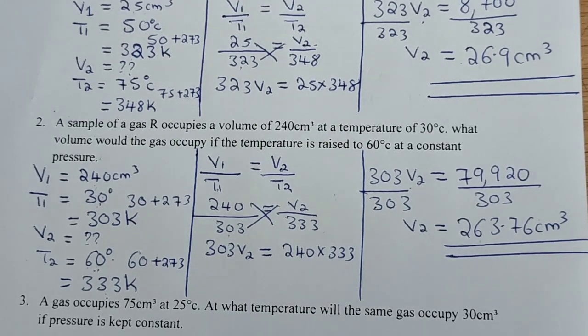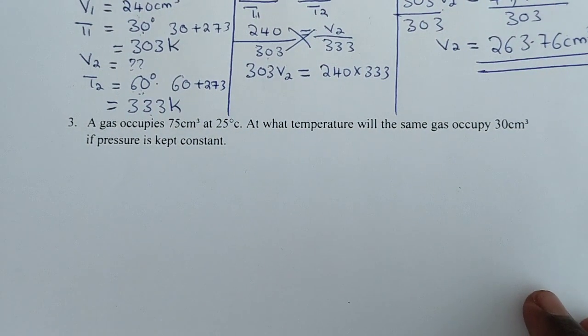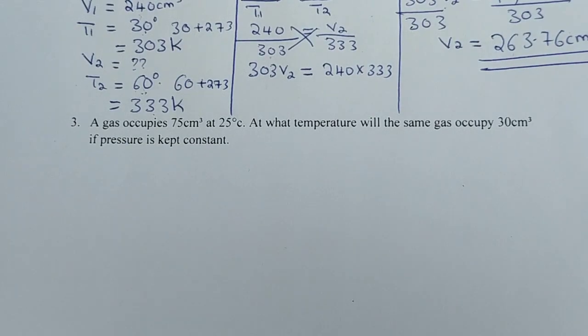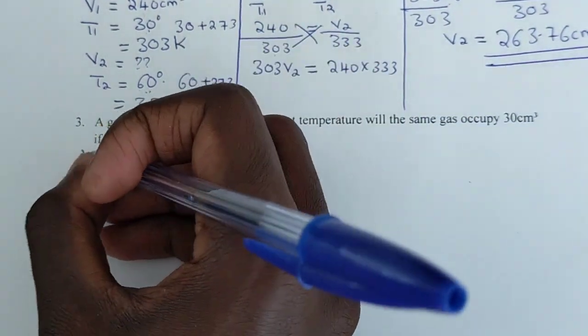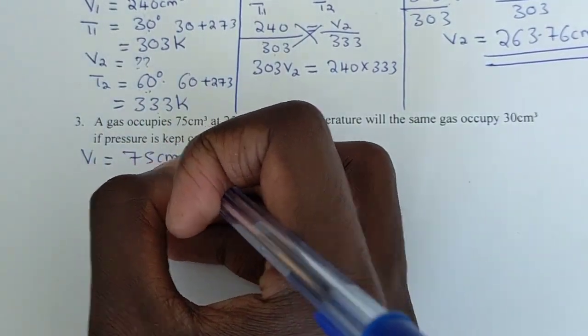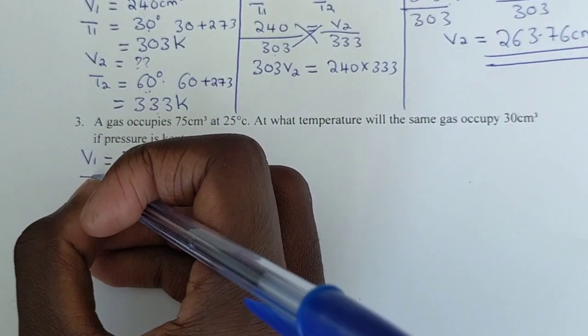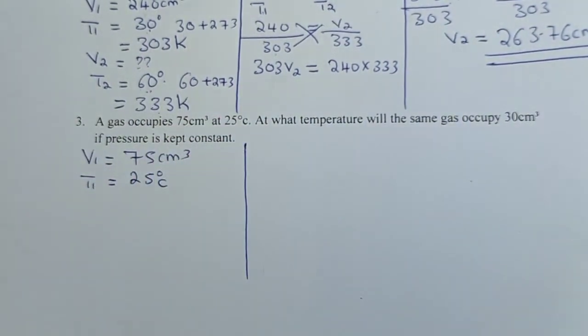That is lesson 2. Let's go to question 3. We have question 3 here. A gas occupies 75 cubic centimeters. So we have a gas, that is volume 1. It occupies 75 cubic centimeters at a temperature, temperature 1, which is 25 degrees Celsius.